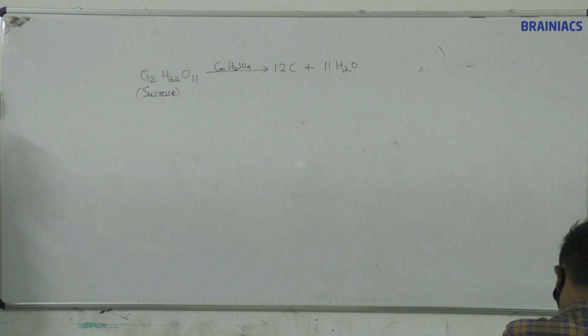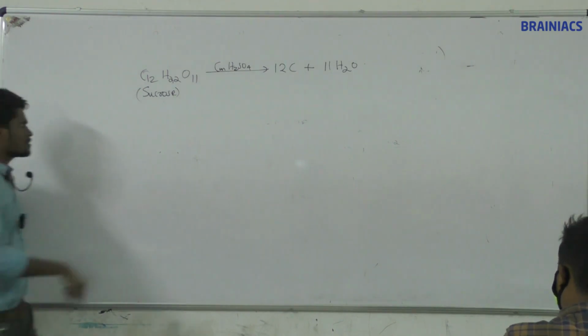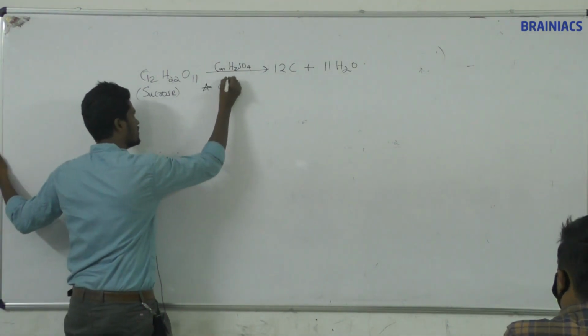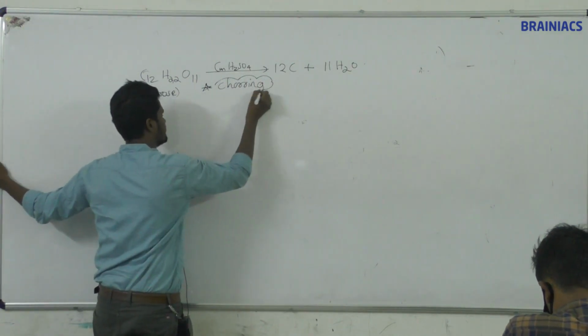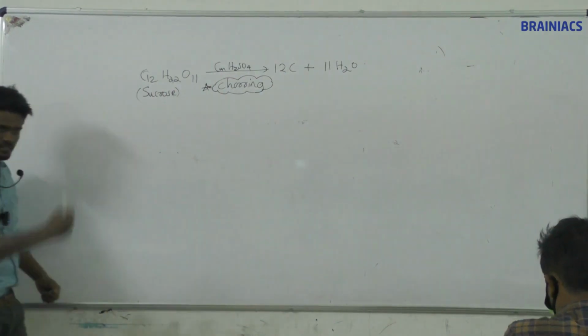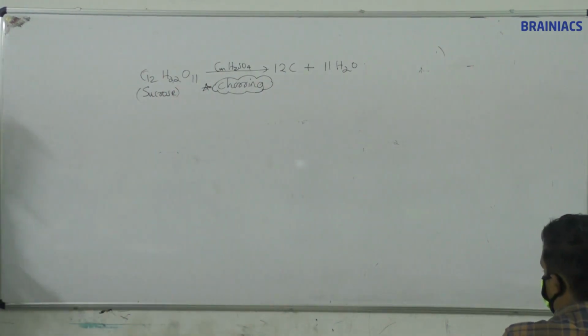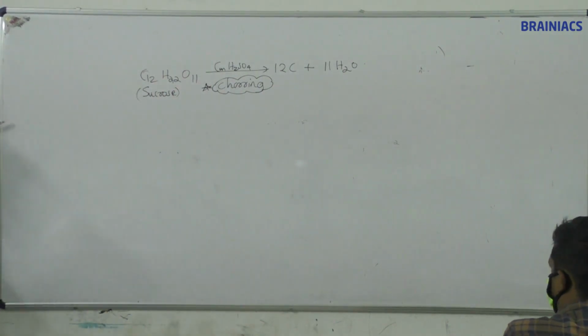C12H22O11 gives 12 carbon plus 11 H2O. This process is called what? Charring. Removing water: charring.